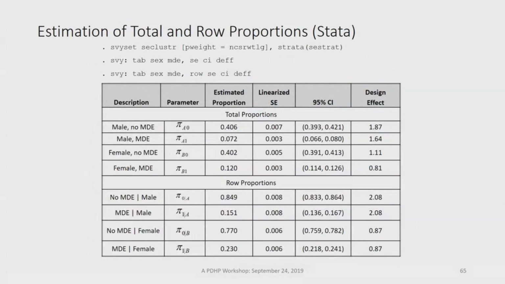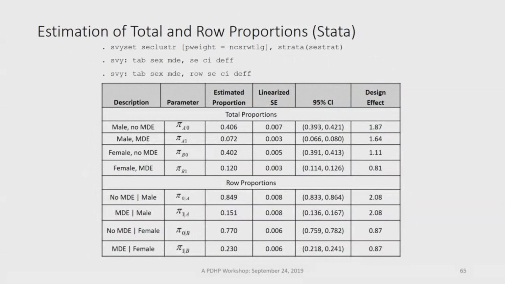If I want overall percentages of the population falling into each cell, I can leave the options as they are for survey tab. But if I want row percentages, like for example, what percentage of males have had a major depressive episode, notice I need to add that row option to the survey tab command. Without that row option, I get completely different results, as you see in the table. So the first 4 rows of this table show the overall, the total proportions.